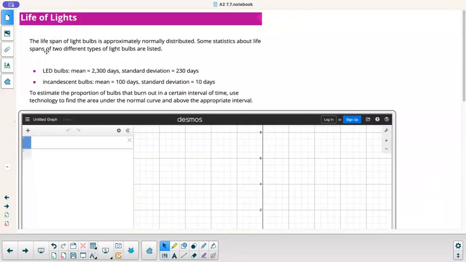All right, so the lifespan of light bulbs is approximately normally distributed. Some statistics about lifespans of 2 different types of bulbs are listed. So we have LED and we have incandescent. They give us the mean for both of them, and then they give us the standard deviation. To estimate the proportion of bulbs that burn out in a certain time interval, use technology to find the area under the normal curve and above the appropriate interval.